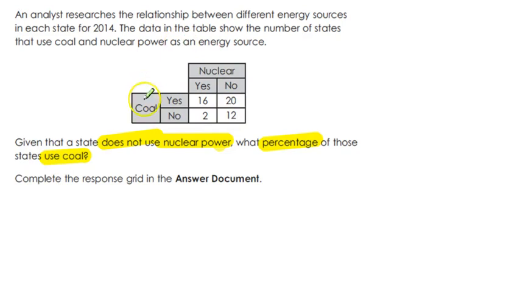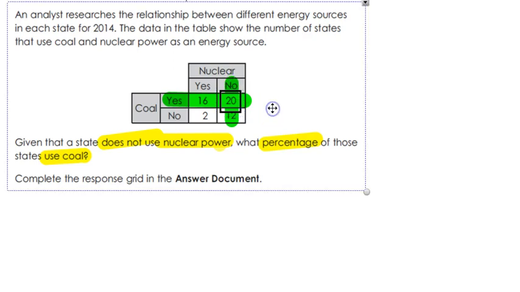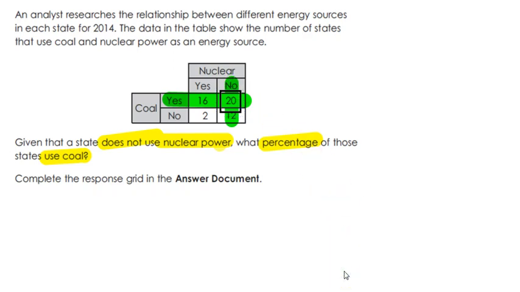So all of our information that we need is up here in this table, and it tells us the state does not use nuclear power. So right here, nuclear, yes, no, not means this column. So we're looking at this column, and it says what percentage of those use coal. So over here for coal, we want yes, and it's just where those two overlap. So that means we want the 20 right there. But it doesn't just want 20 because it asks what percentage of those use coal.